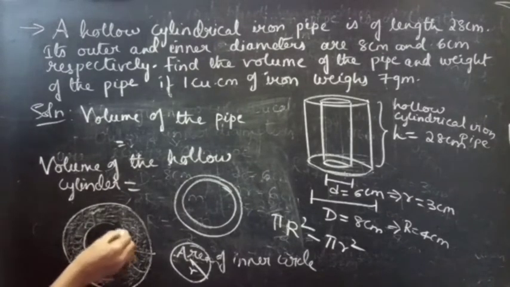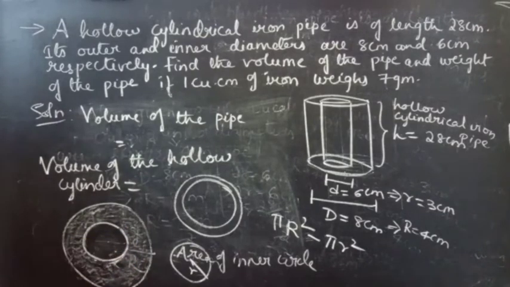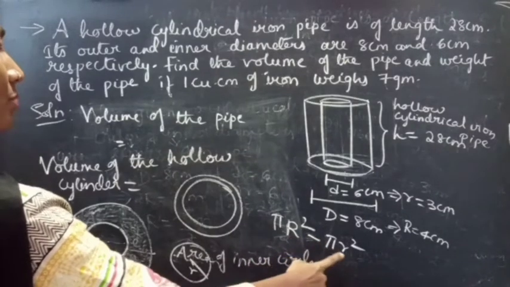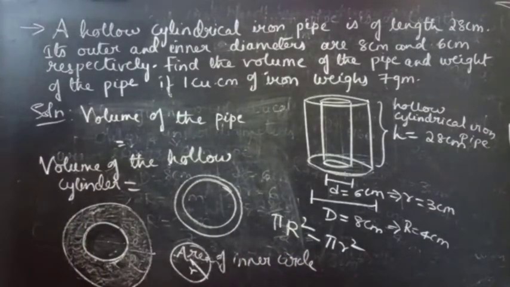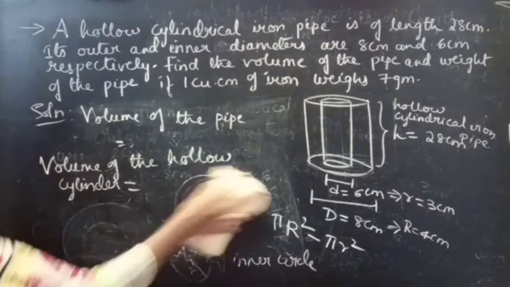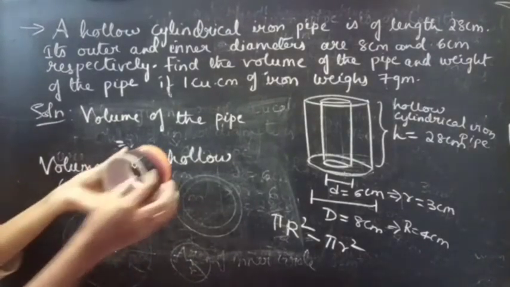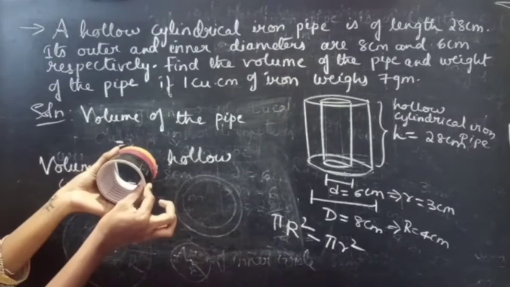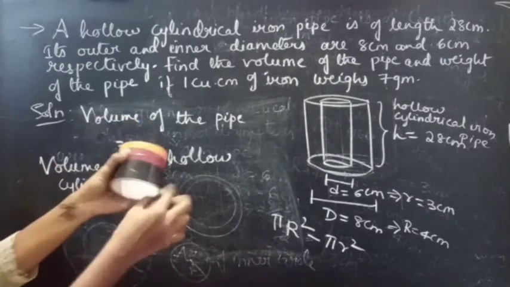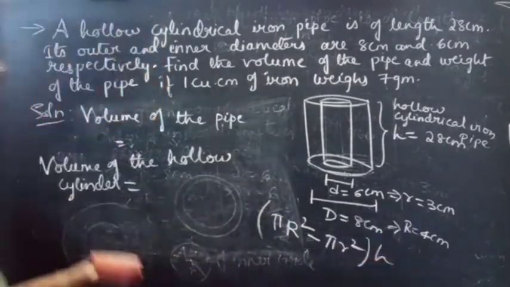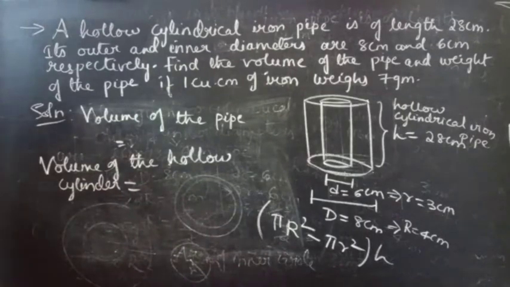Fine. After removing the inner circle from the outer circle, we'll get the thickness. So here the thickness is pi capital R square minus pi small r square. So here we have to find the volume of the hollow cylinder, right? Since we know the thickness, which is pi capital R square minus pi small r square, this thickness into height will be our volume of the hollow cylinder.